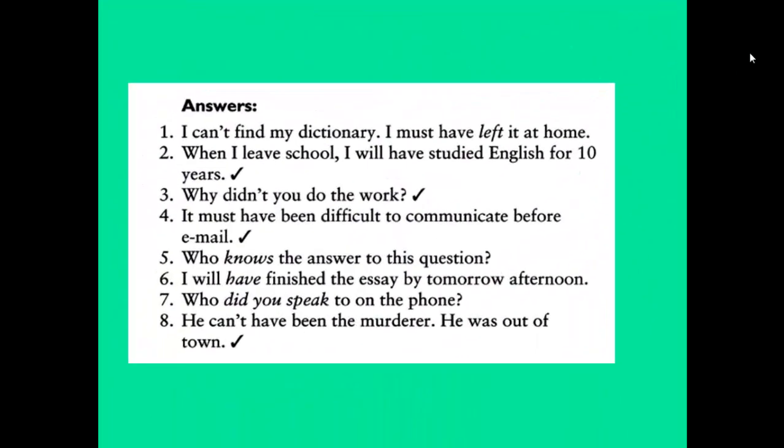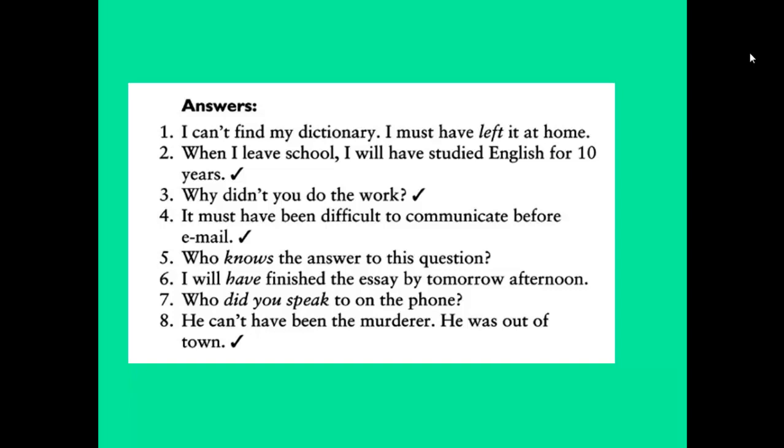Let's deal with these sentences one by one. So the first one is wrong. I can't find my dictionary. I must have leave it at home. After have, we have to put the verb in the third form. What about number 2? When I leave school, I will have studied English for 10 years. This sentence is true. Number 3, why didn't you do the work? Also here, this sentence is true. 4, it must have been difficult to communicate before email.